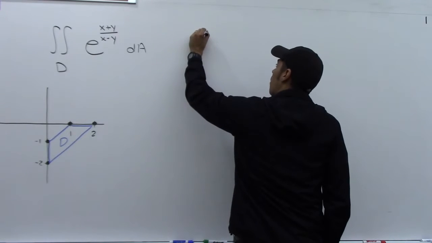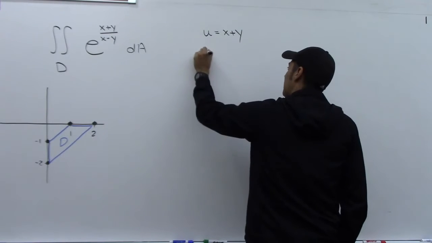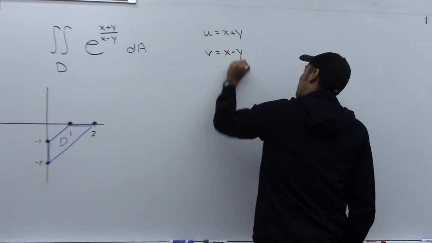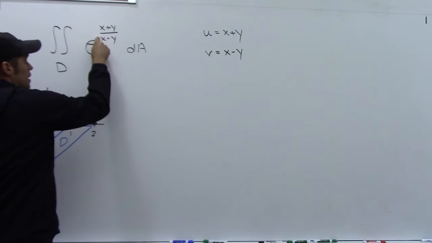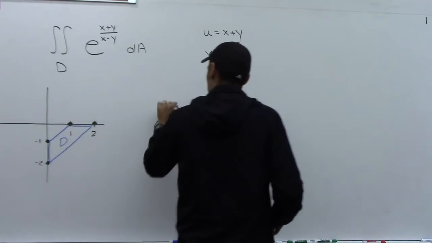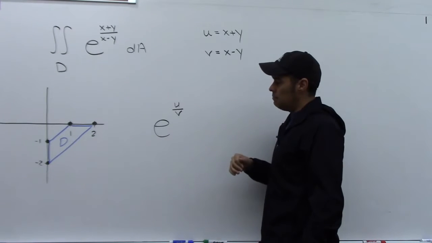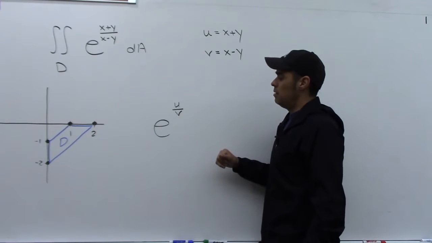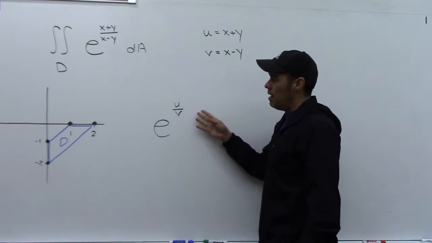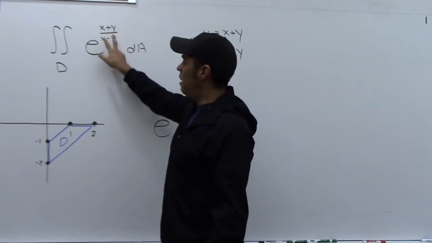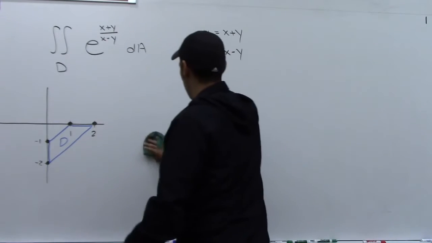But if I just make a wild, educated guess here, what if I let u be x plus y and v be x minus y? If I do this, then this integral becomes e to the u over v, right? And if I have to integrate that with respect to u, that would be relatively easy to do. And with respect to v, it might be a little harder, but I know I can do that with respect to u. I could not do that when both variables appeared in the top and bottom. So that might be a good first shot at this.